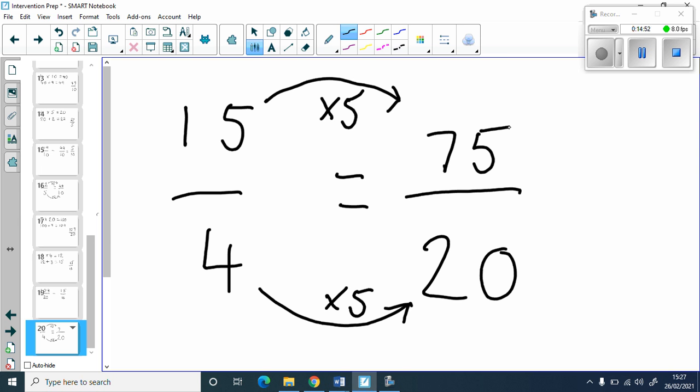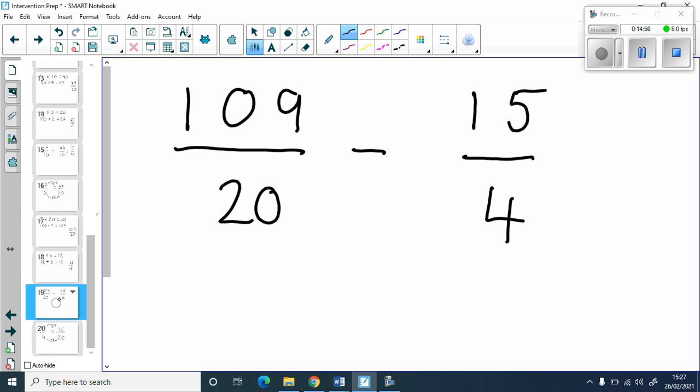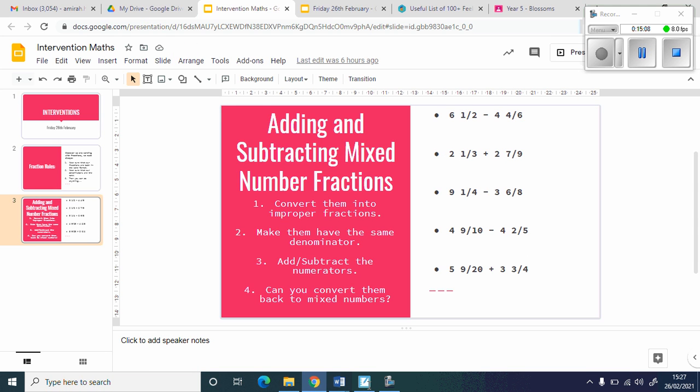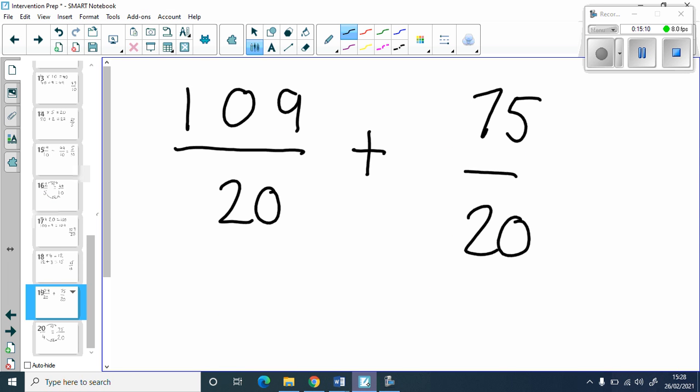75. Okay, so now what we have done then, we've converted our 15 quarters into 75 over 20. And I've just realised this needs to be an add sign, just because that's what it's asking me in the question. So I've just written that wrong. So add sign. So now we're adding them together.